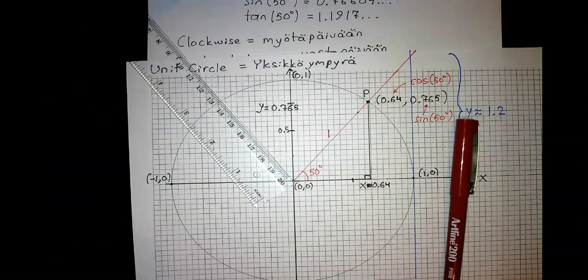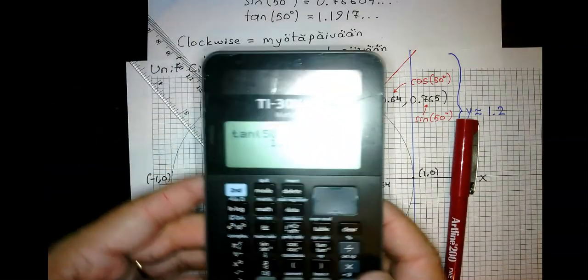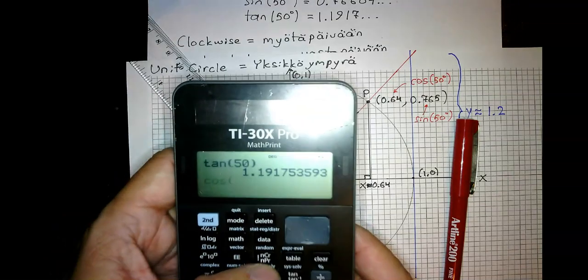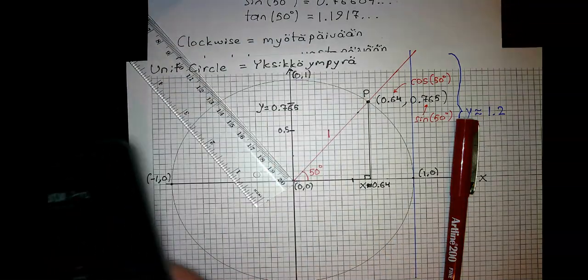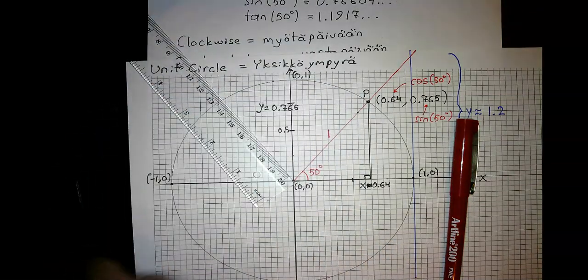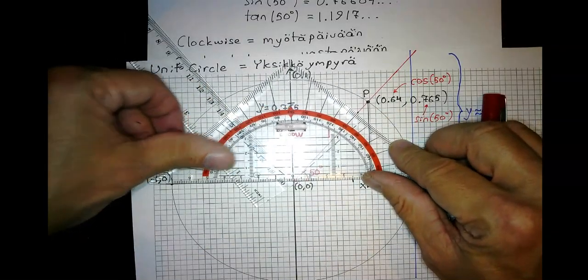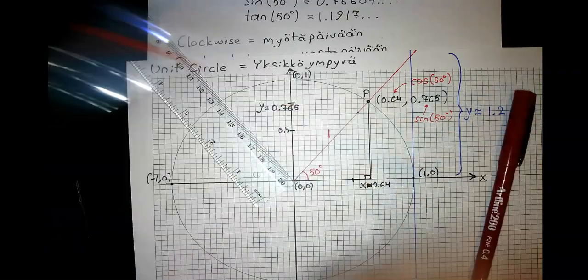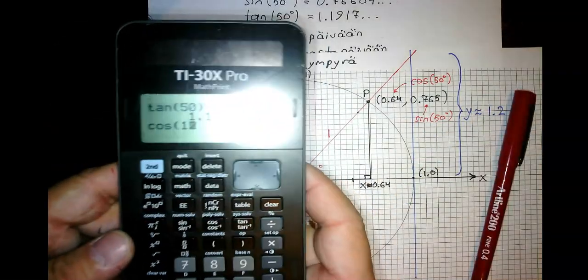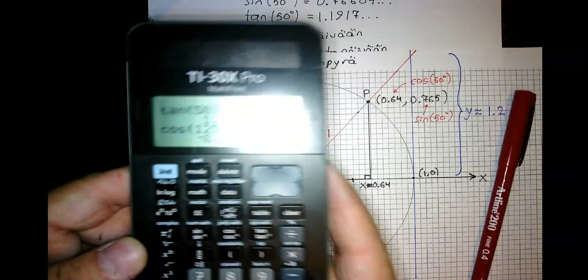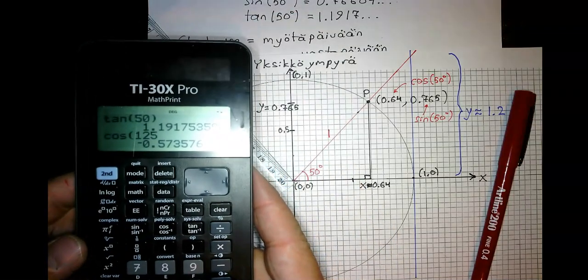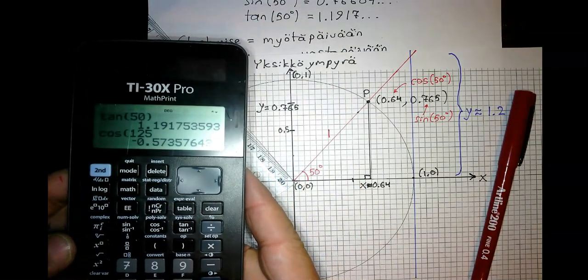If I check from my calculator, if I take cosine of about 125, it is a negative value as you see, minus 0.5.